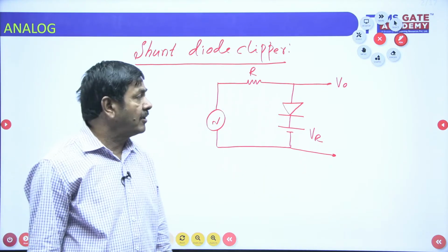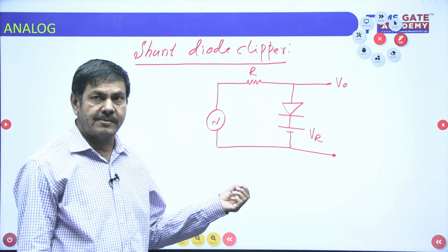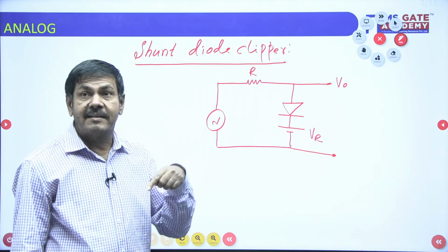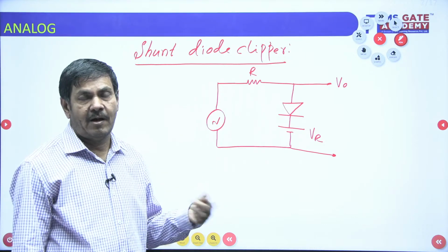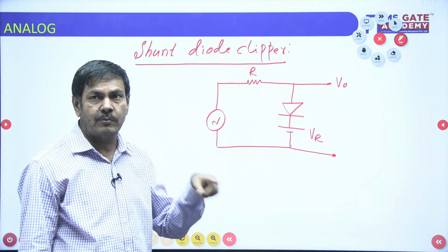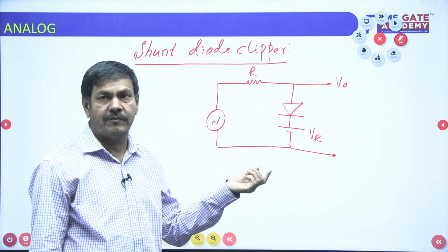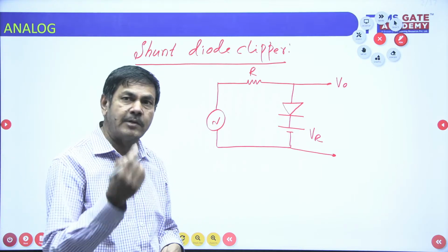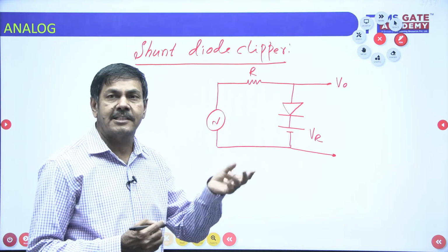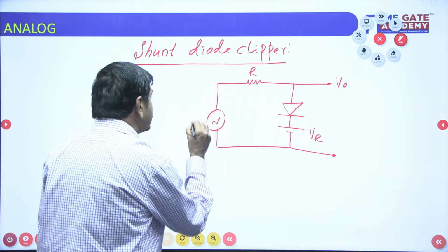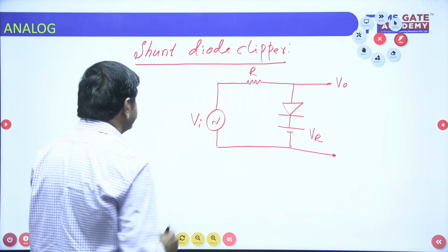But I want to draw the shape of the output, how it comes. You must also draw yourself how the transfer characteristic curve is to be plotted. Here I will explain only how to draw the output waveform. The transfer characteristics I already explained in the series diode clipper. Based upon that concept, you try to draw it. This input voltage I wish to name Vi.